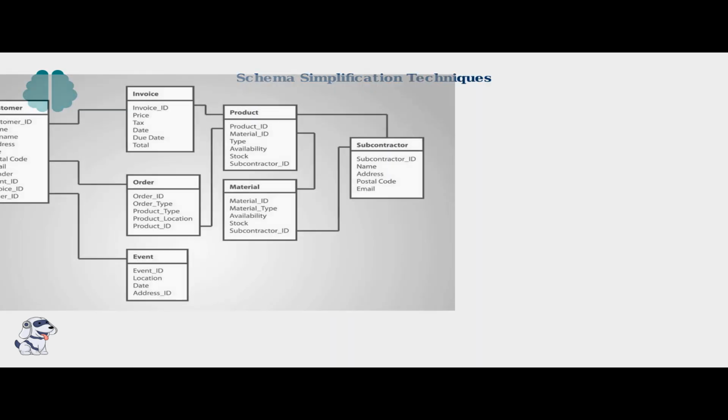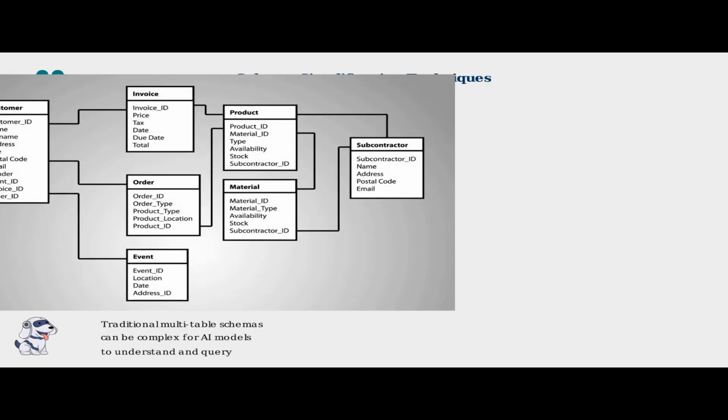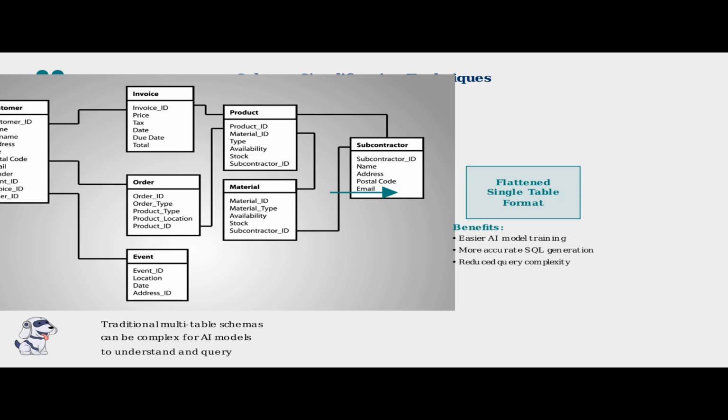Schema simplification addresses the challenge of complex database structures. Traditional multi-table schemas with numerous relationships can be difficult for AI models to navigate when generating SQL queries. Schema simplification techniques flatten these complex structures into single-table formats. This transformation makes it much easier for machine learning models to understand the data structure and generate accurate SQL queries.